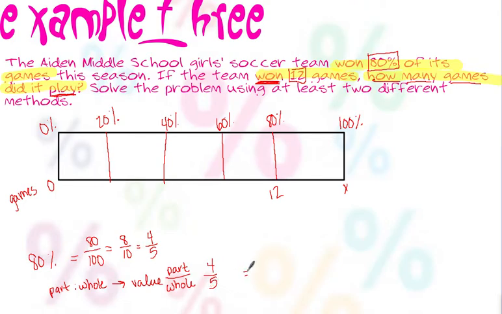Well, if I want to get my part to be 12, because that's how many games they won, how did I do that? How did I go from 4 to 12? And I know that in order to do that, I would multiply by 3. I know what I do to the top, I do to the bottom, and 5 times 3 gives me 15. So I know the total number of games they would have had to play is 15.